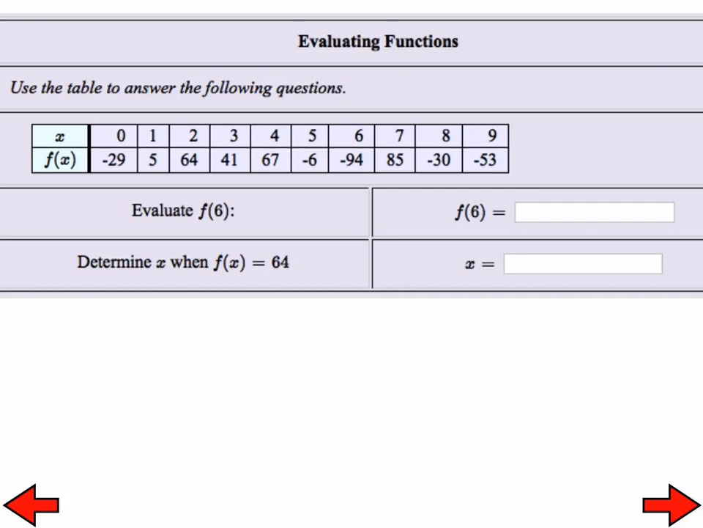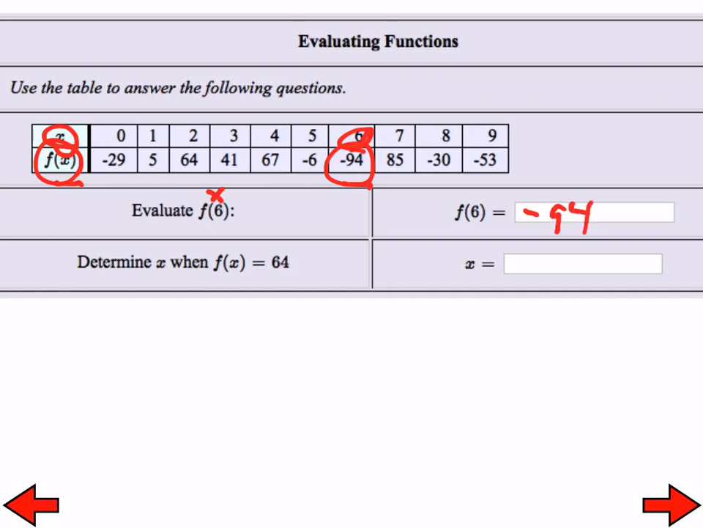Now we have a table of values. Anybody have any idea what f of 6 would be? It's negative 94. Yeah, tables and ordered pairs are actually easier because, look, once again, we're saying that x is 6. So when x is 6, right there, f of x is equal to negative 94.